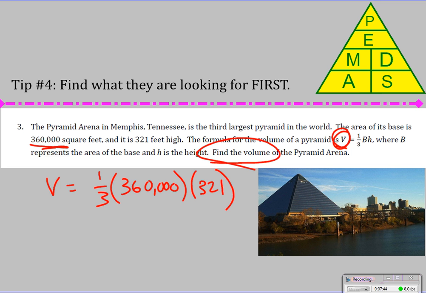So if I just go left to right, it's basically saying take 360,000 divided by 3 and multiply that number times 321. So I'm going to take 360,000 divided by 3, which is going to be 120,000, times 321. So that's going to be 252,000 square feet, or cubic feet actually. It's going to be feet cubed because it's in volume.